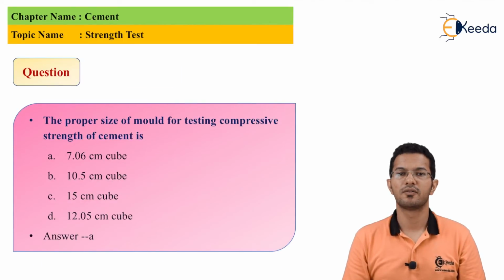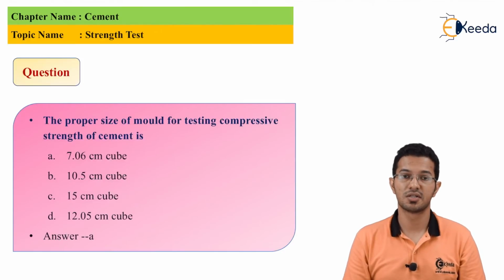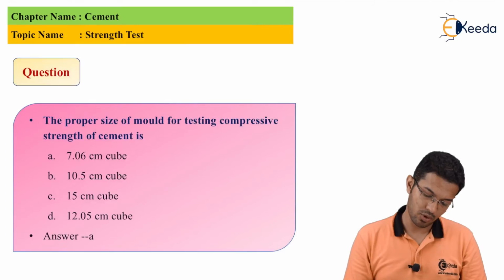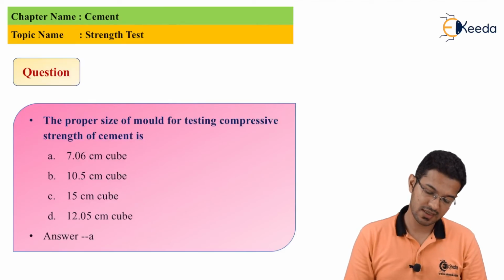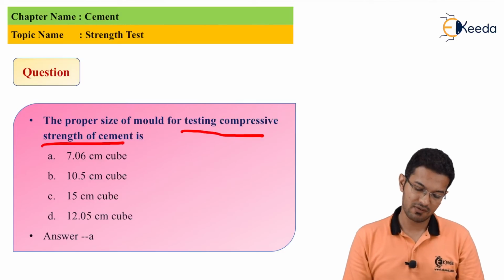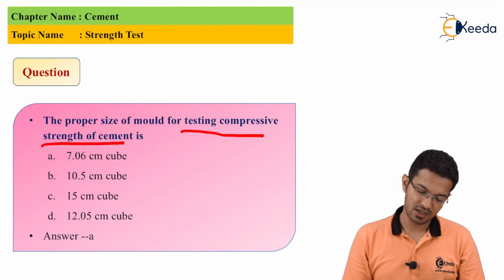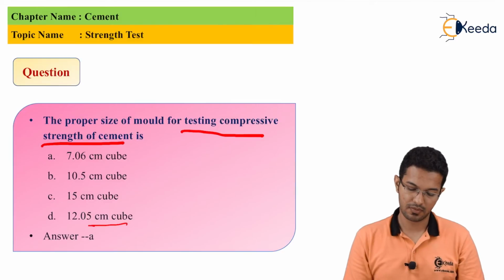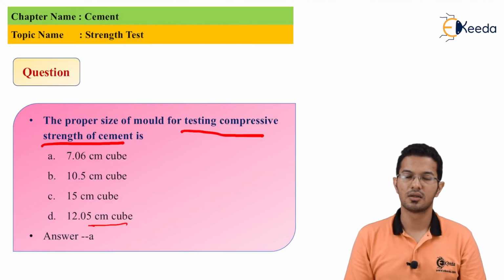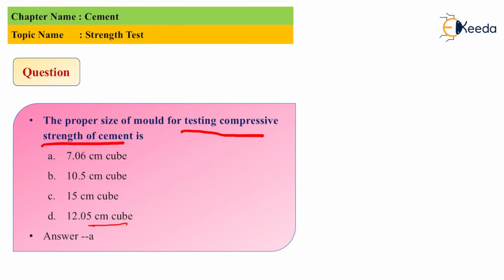Now, let's look at a few questions related to this topic. The first question states that the proper size of mold for testing the compressive strength of cement is: A, 7.06 cm cube; B, 10.5 centimeter cube; C, 15 centimeter cube; and D, 12.05 centimeter cube. We clearly know that the answer is option A.